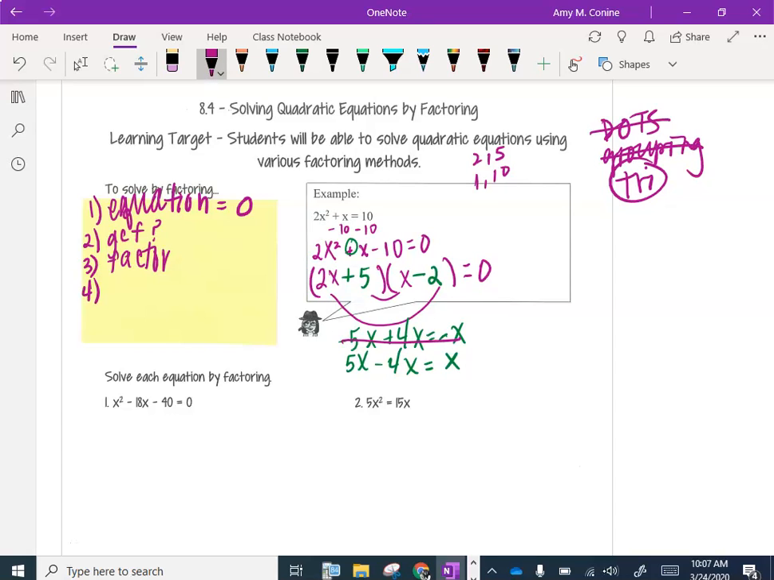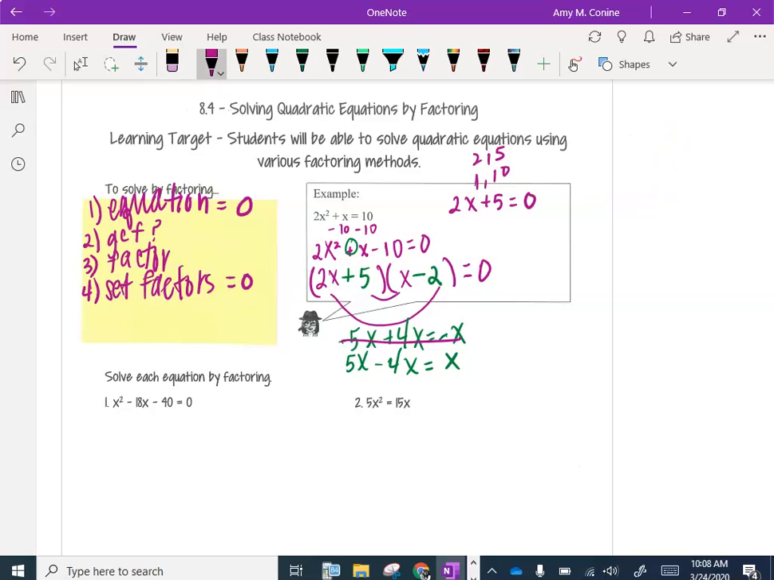So once you have your factored quadratic, you're going to set your factors individually equal to 0. So what that means is you're going to take your 2x plus 5 and set it equal to 0, and you're going to take your x minus 2 and set it equal to 0. And then you're going to solve. Okay, that's going to be our last step. We're going to solve for x or whatever letter we have.